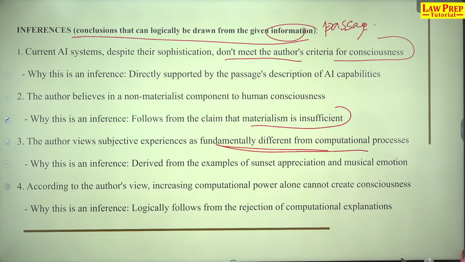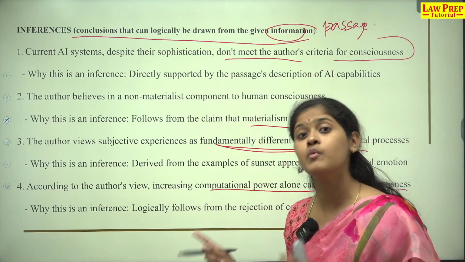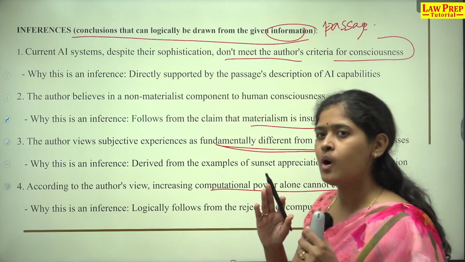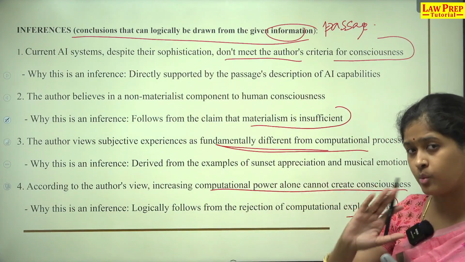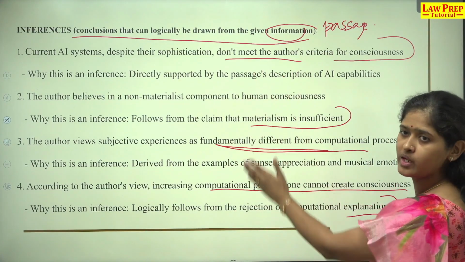Next, according to the author's view, an increase in computational power alone cannot create an explanation. This is a discussion from where more sophisticated computers come in, right? So you can see the inferences, and these inferences also show that you have understood the passage well, right? Whatever the author wants to communicate is in these 4 lines, right?